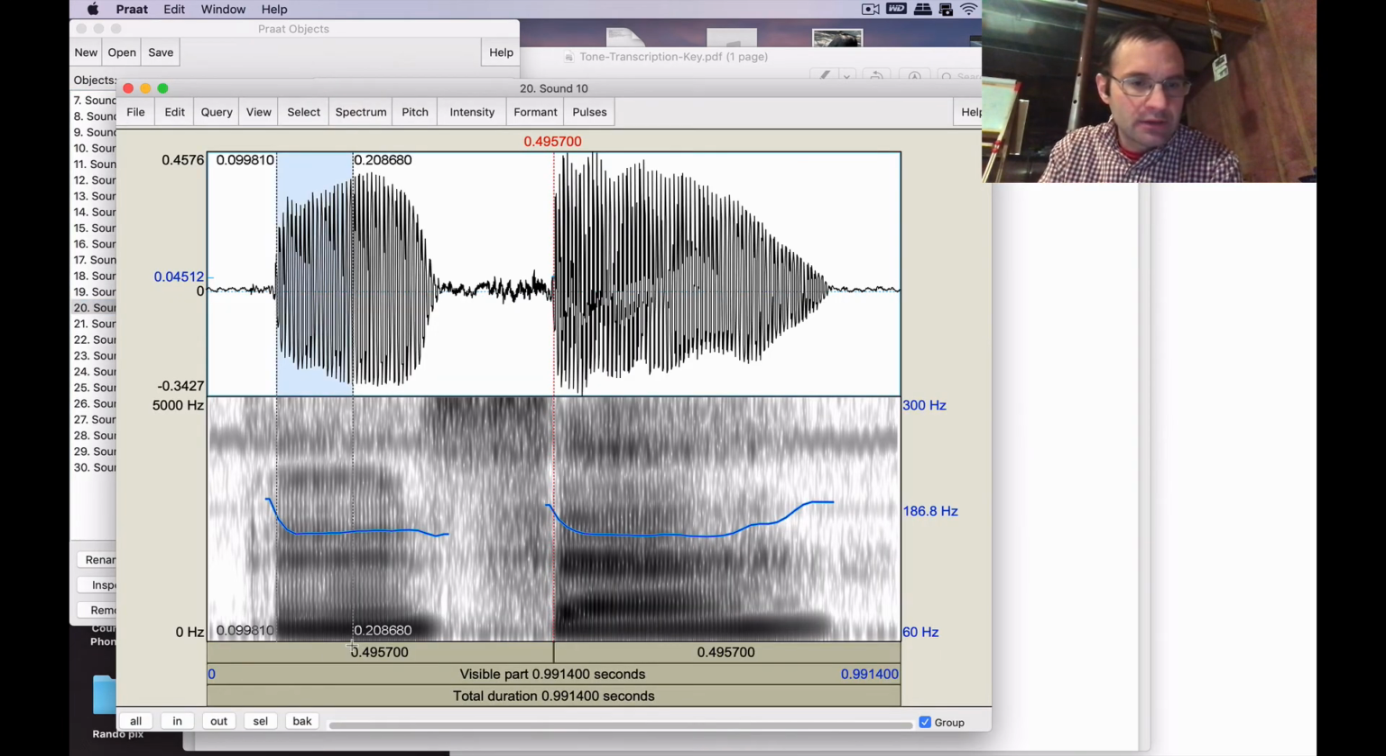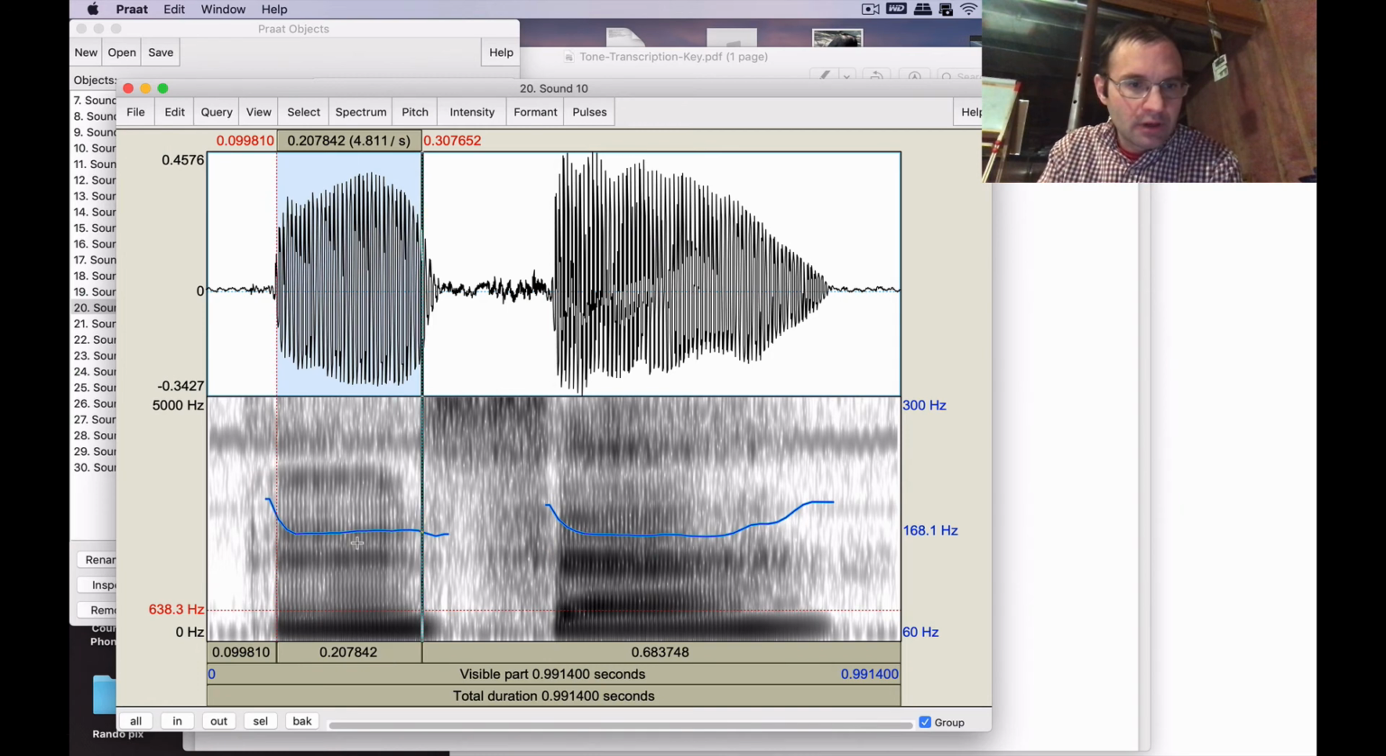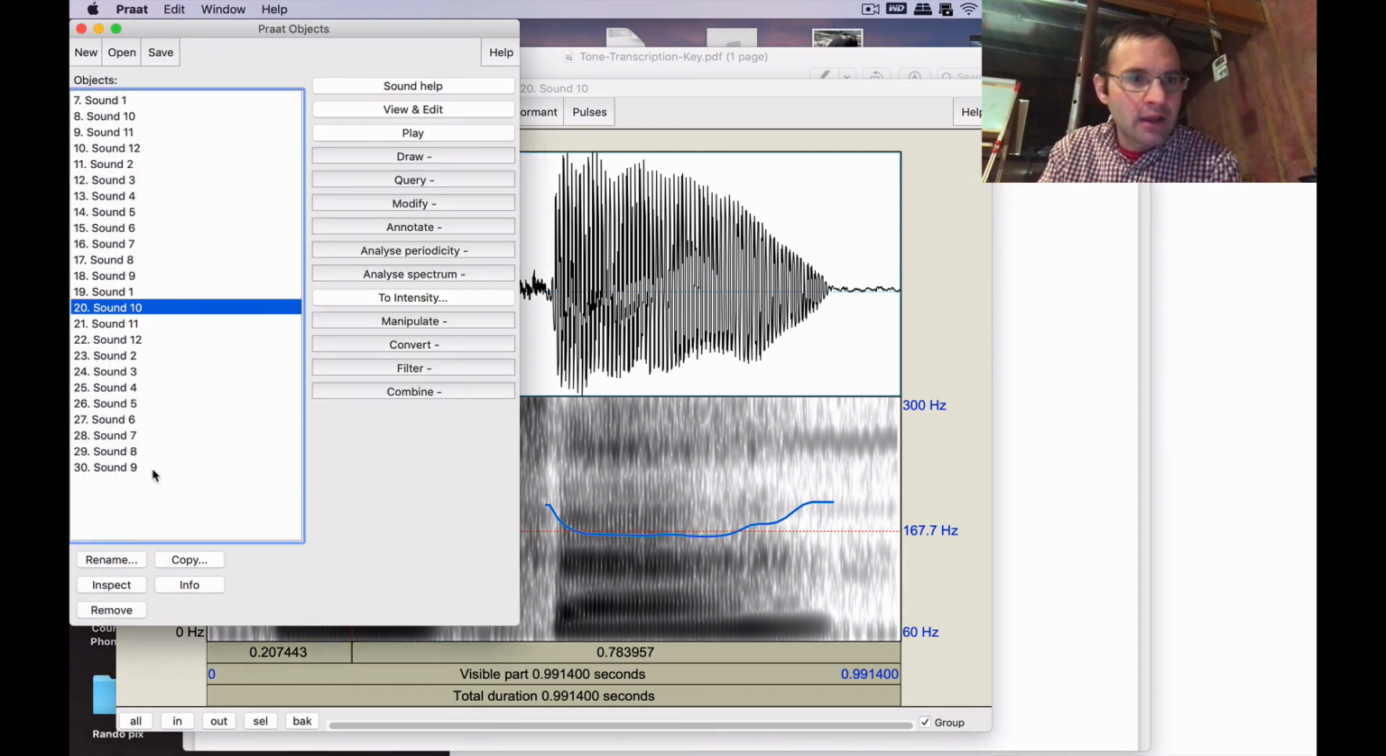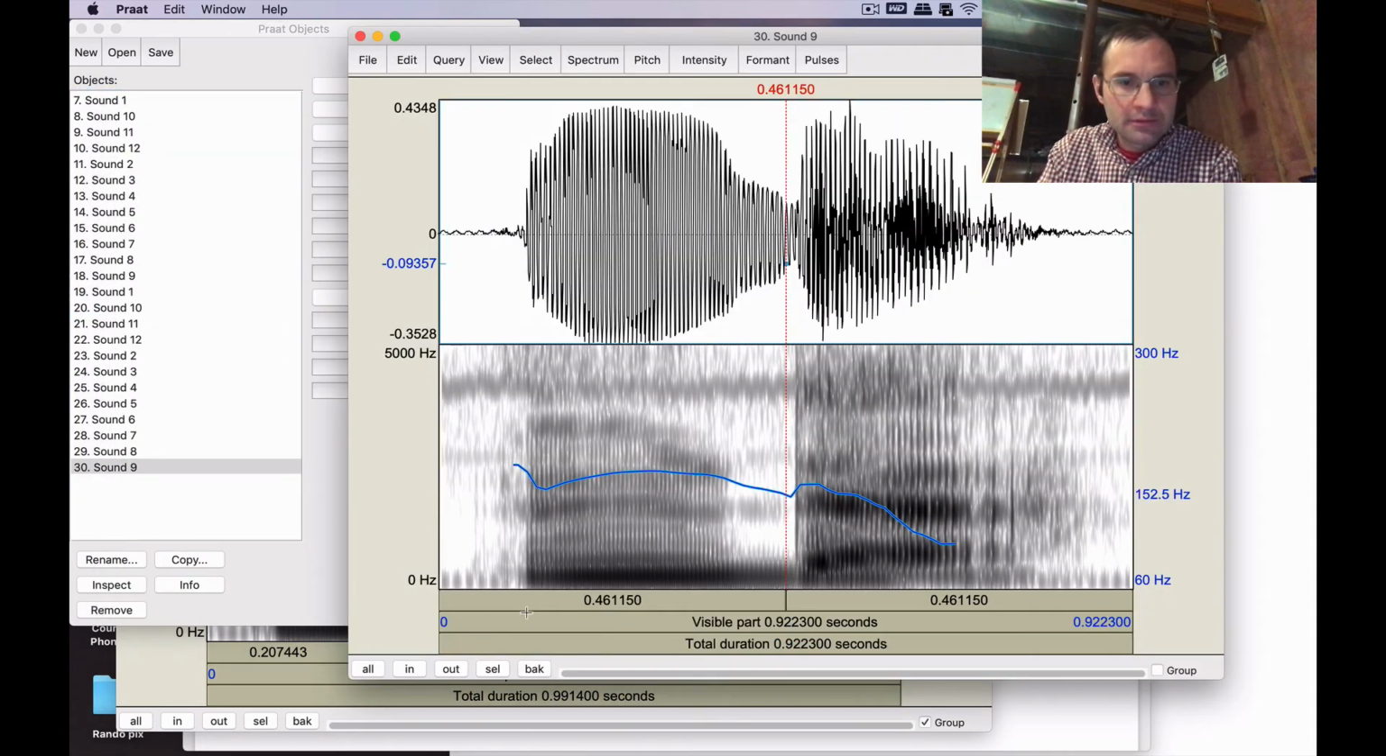Yeah, here's the way up there at the high end of his range, like 167. And it stays there. And number 9 starts out high and then falls at the tail end, right?